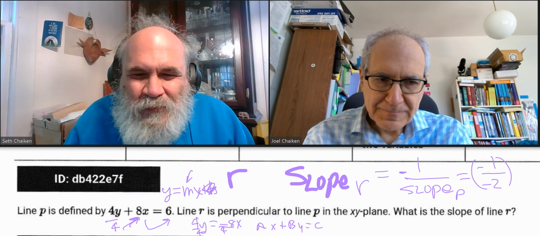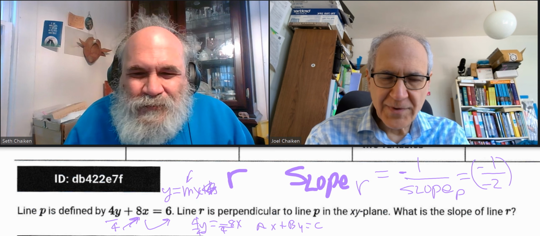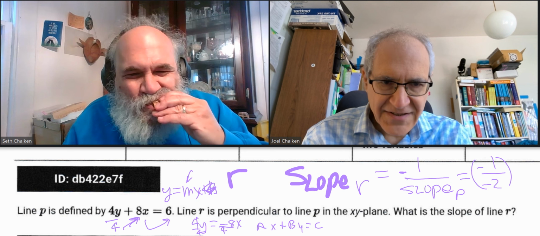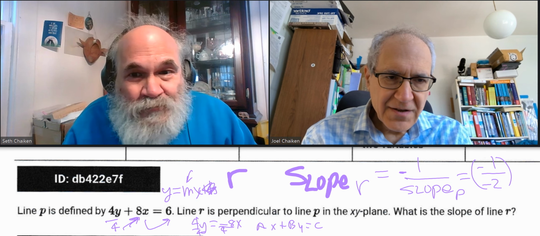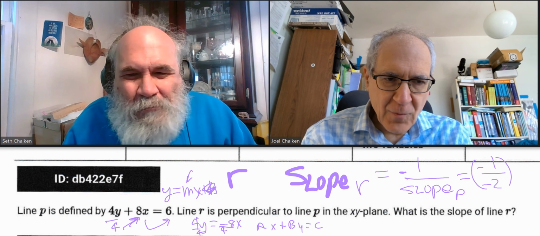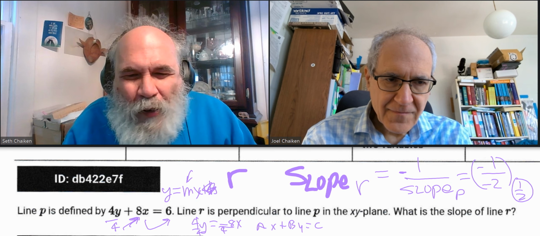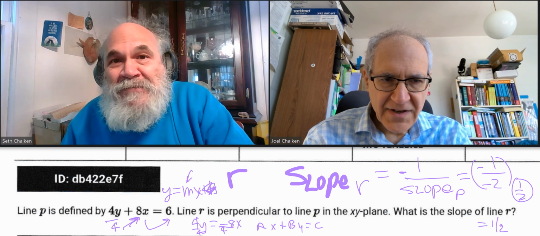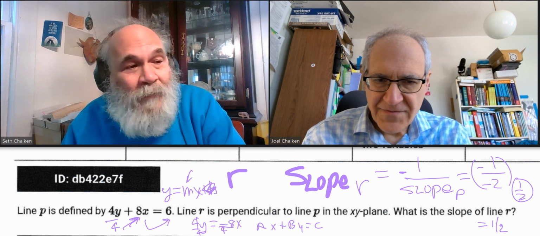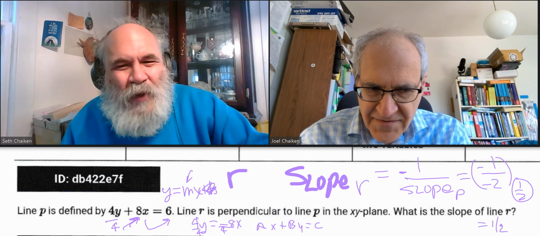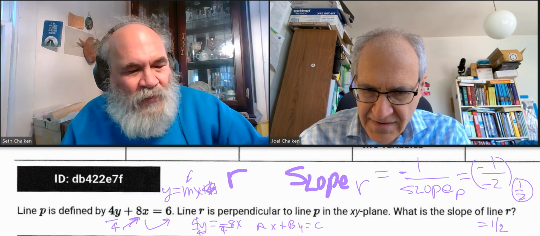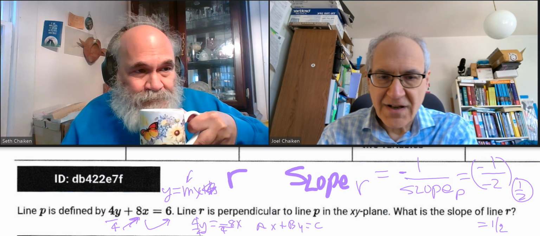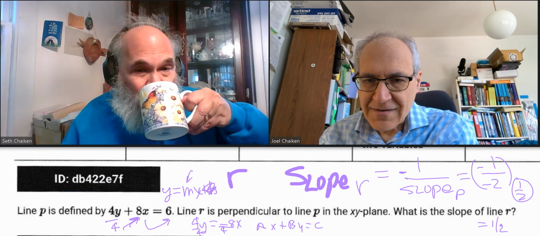And that's it. So it means the slope of this line is -2. So the slope of R would be 1/2. Because if the slope is -2, then you take the negative reciprocal of -2, and you get +1/2. That seems to be it.